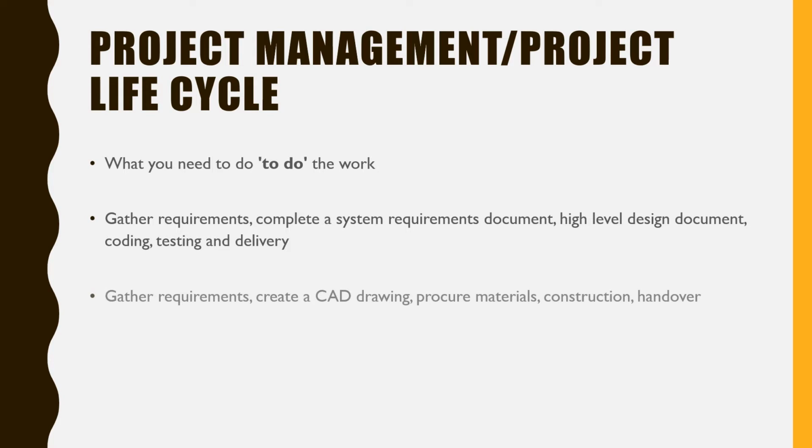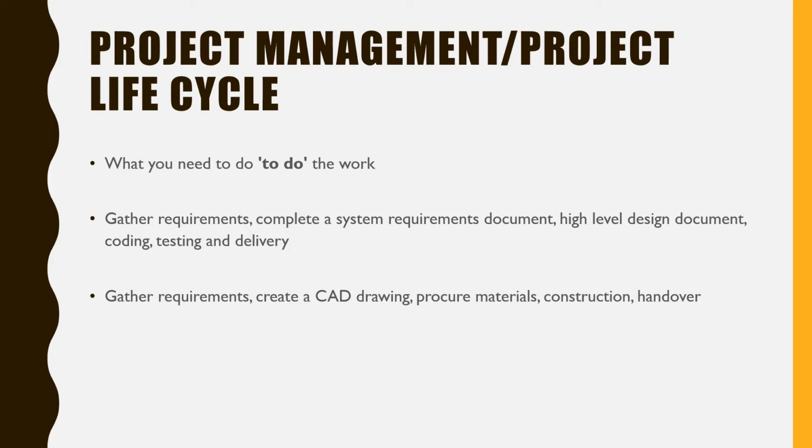Let's talk about a construction project. So again, you gather certain requirements, you create a CAD drawing, you procure materials, you do the construction, and then finally hand over the building. So these are the items that you need to do in order to do a construction related project, right? And of course, there could be changes, there could be addition, subtraction, right, in the number of activities that you need to do in order to complete a project.